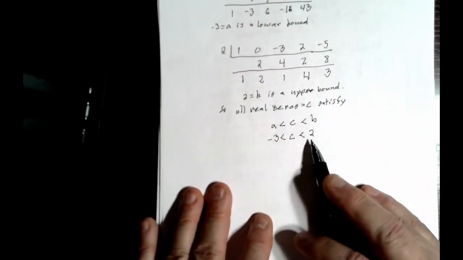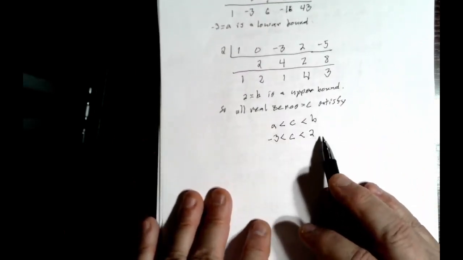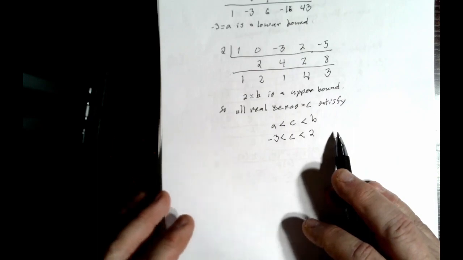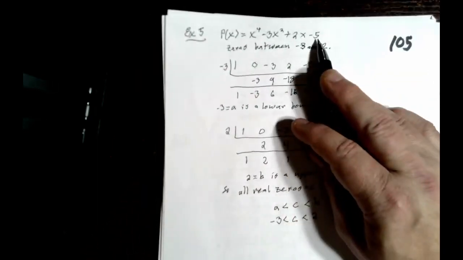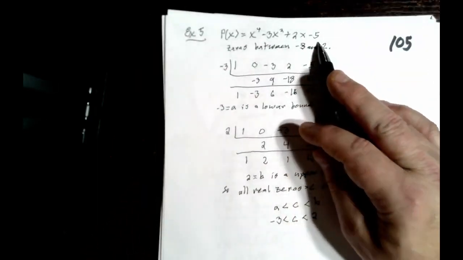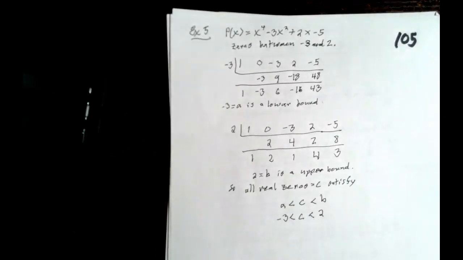So for all real zeros, they've got to be between -3 and 2. There's no point in trying 5 or -5. It won't work. It's numbers between -3 and 2.